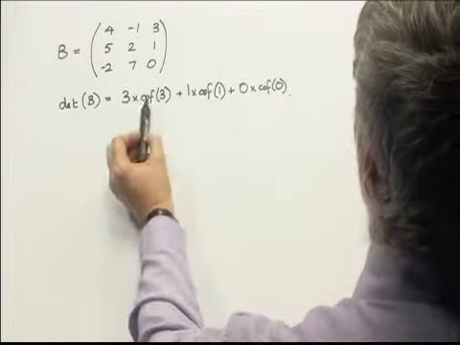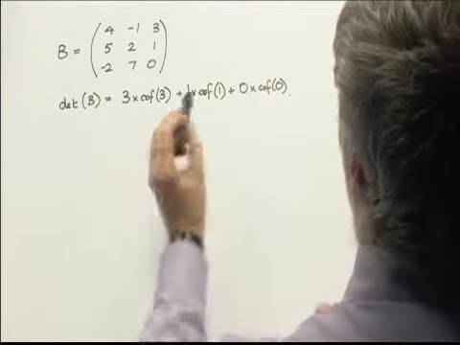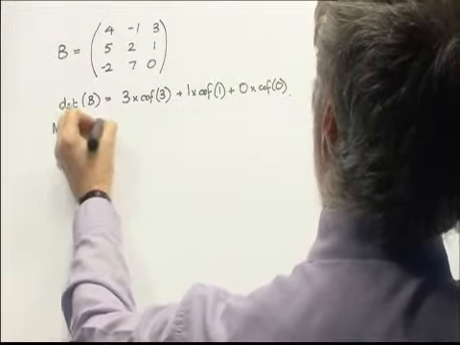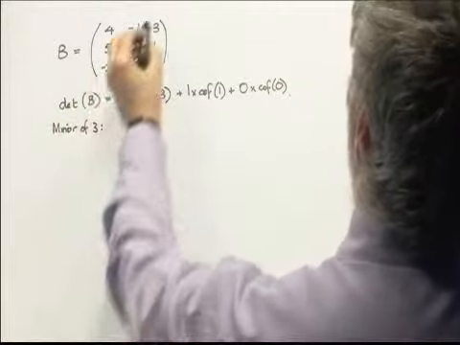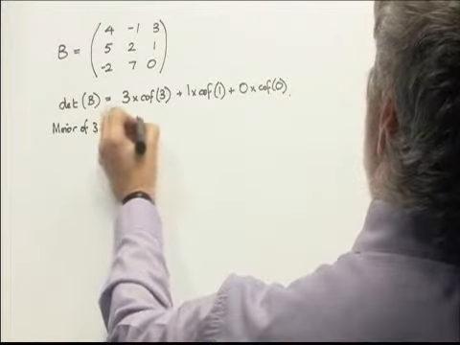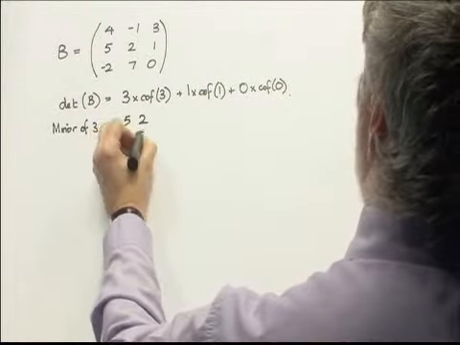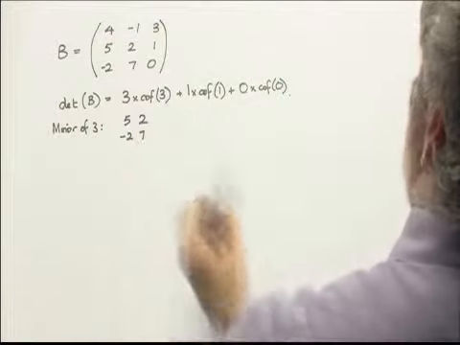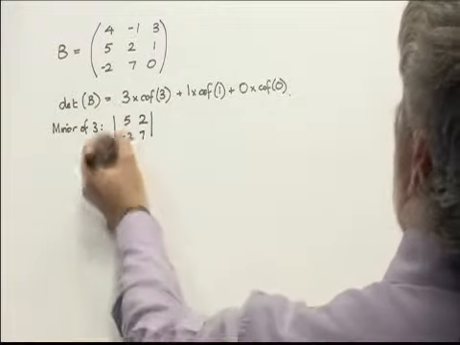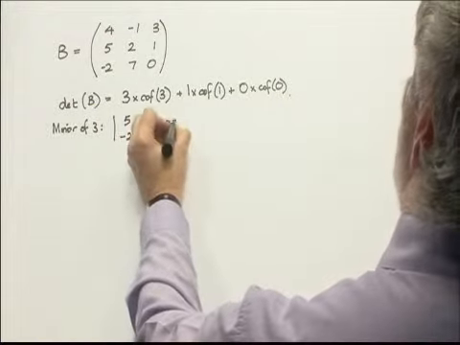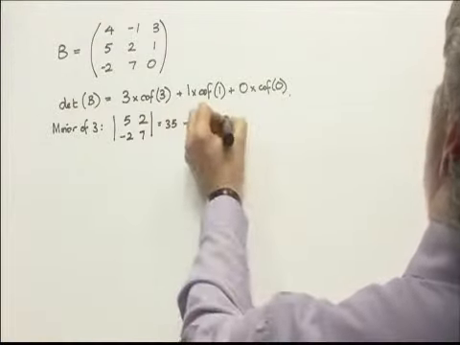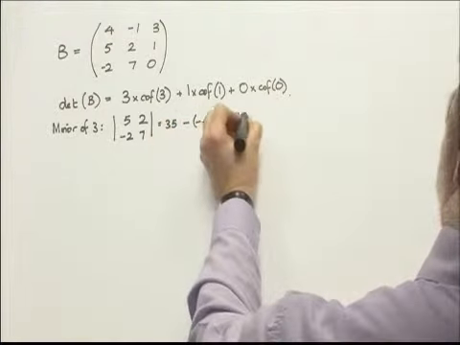Now remember that to find the cofactor you've first got to find the minor. So the minor of 3. We look at the element and we cross out its row and its column and get left with a 2 by 2 matrix, 5, 2, minus 2, 7. So I've crossed out the first row and the third column. I have to find the determinant of that matrix. So 5 times 7 is 35, take away 2 times minus 2. So take away minus 4. So 35 plus 4 is 39.